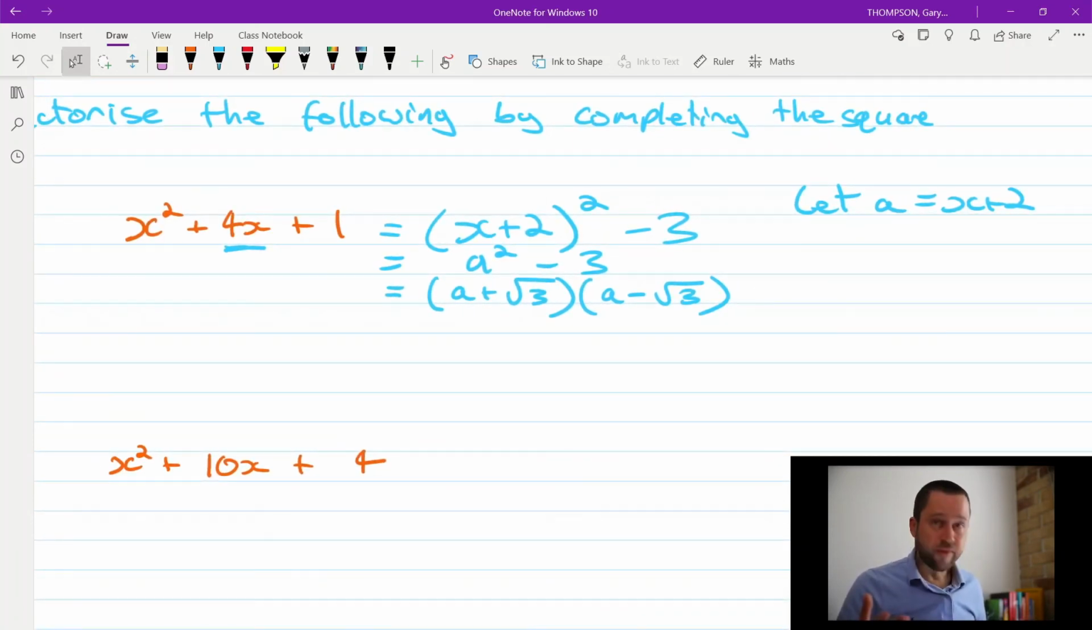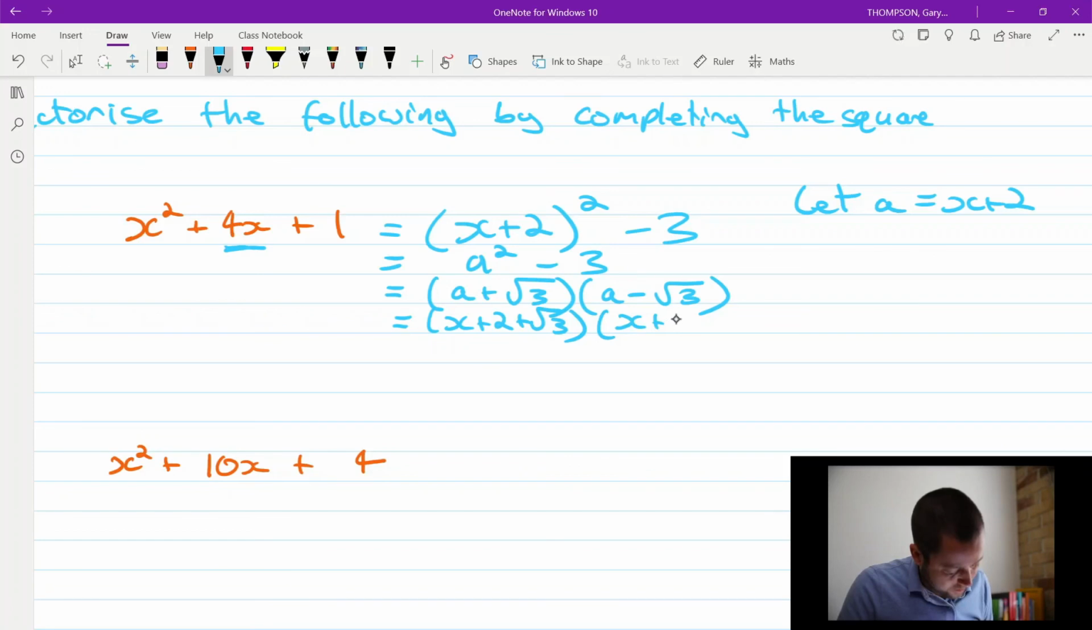So what I've done is I've factorized this expression further by recognizing that I've got a difference of two squares. But remember, I said a was x plus 2. So that's going to be x plus 2 plus the square root of 3, and x plus 2 minus the square root of 3. And now I have fully factorized this expression.